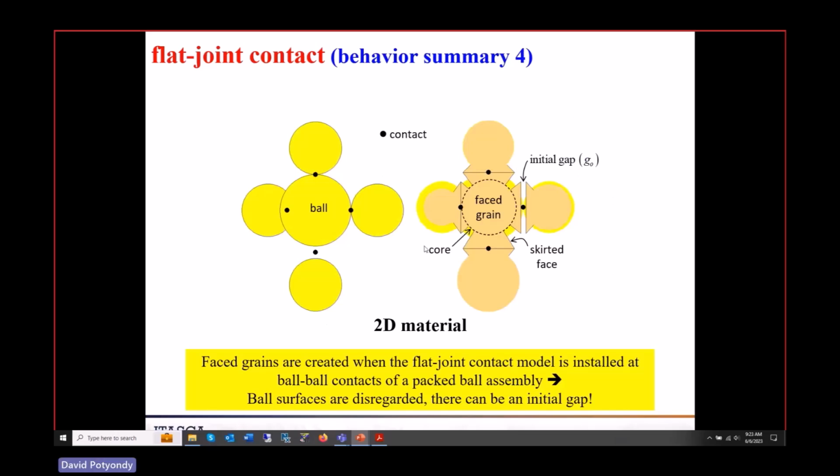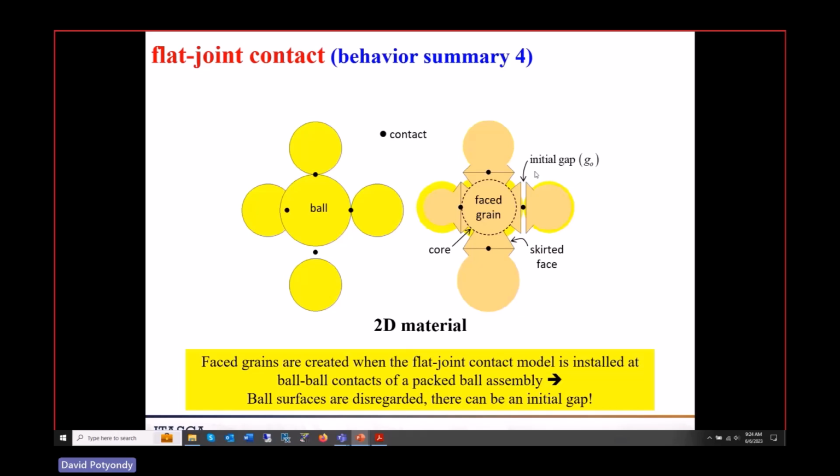This is extremely powerful because notice, this is an initial packing, let's say. Notice this guy's not touching, this guy's overlapping, those guys are just perfectly touching. This is my initial packing I got somehow. Now, if I create flat joint contacts at those existing contacts, one of the parameters that I specify for a flat joint contact is the initial gap.